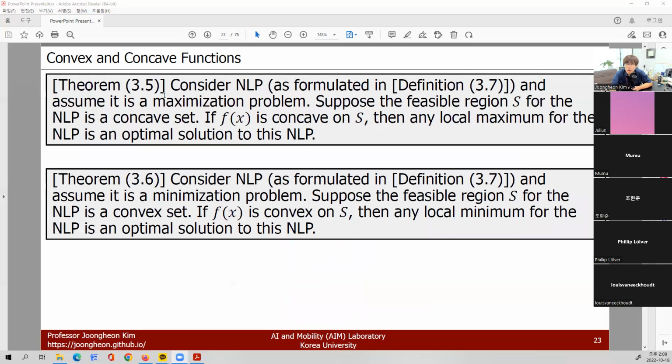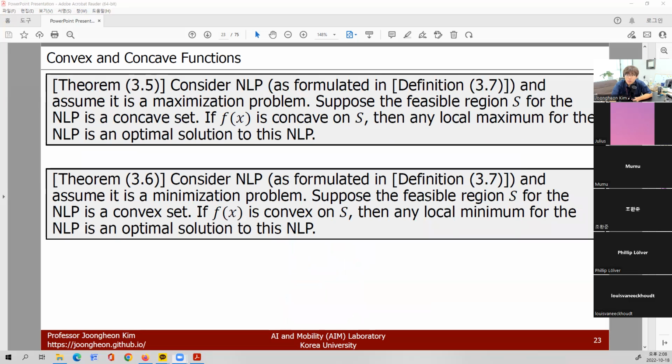So here, consider nonlinear programming and assume that there is a maximization problem, okay? Suppose that you are talking about the concave set. Concave set means that your function looks like a hat. In this case, if you are talking about the minimization, then your given function is convex. That means that your function looks like a cup, okay?